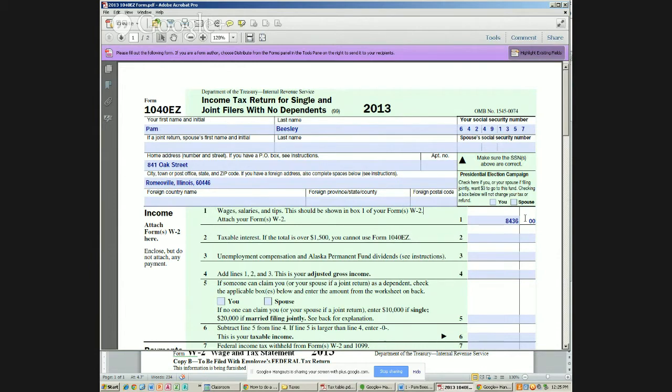All right, next line. Taxable interest. If your total is over $1,500, you cannot use a Form 1040-EZ. Remember when we were talking about taxable interest? Any interest-bearing account you have, like a savings account or checking account that gives you interest, your bank will send you a form, a 1099 INT. All right? If any of these people have it, we will supply the form for you.